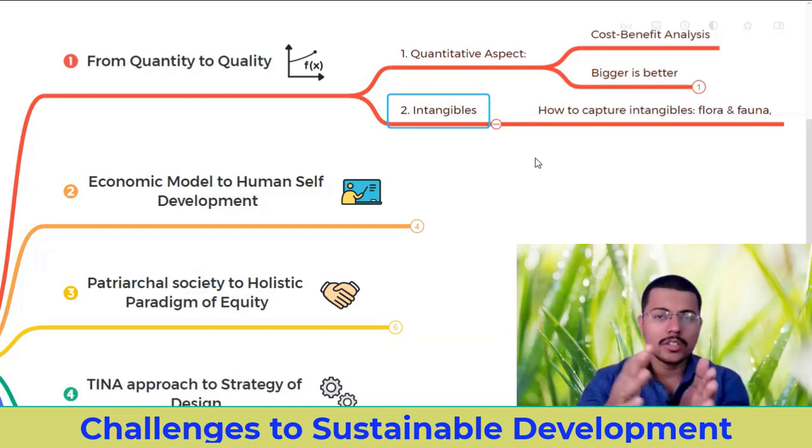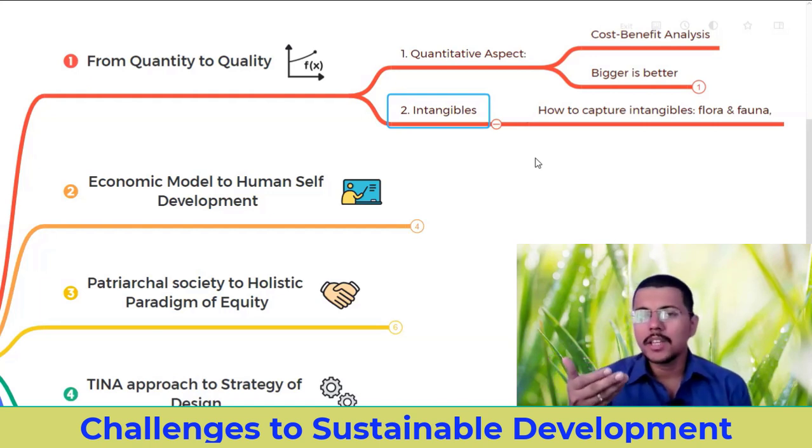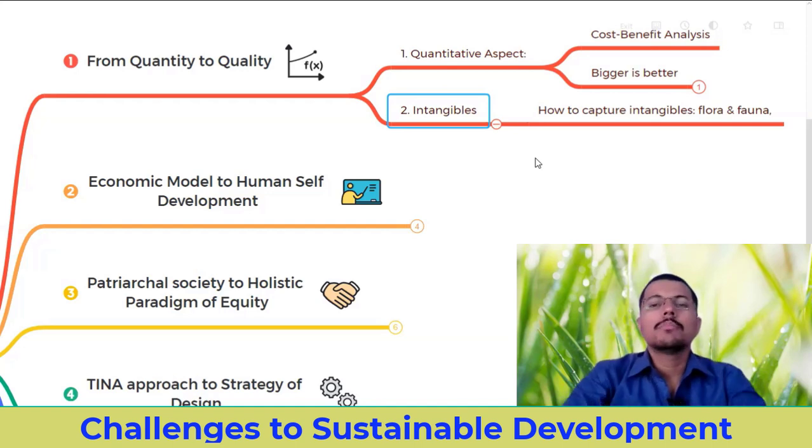So how do we capture all the value? And second, in the quantitative approach, we always have the bigger is better, right? The conventional model is based on the assumption that if we mass produce, if we have mass manufacturing, then the quantity will be increasing, right? Then the cost will decrease and so it will be more profitable. There is more incentive to do that. Correct. This is a conventional model where we are driven by the quantity, but the quality is somewhere missing.